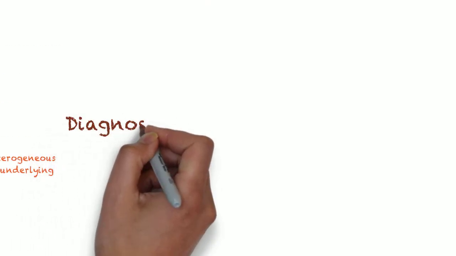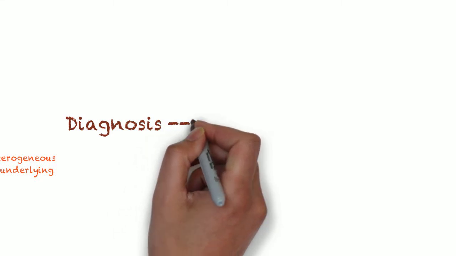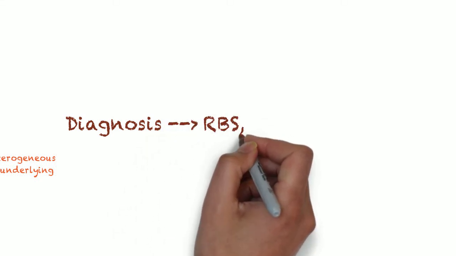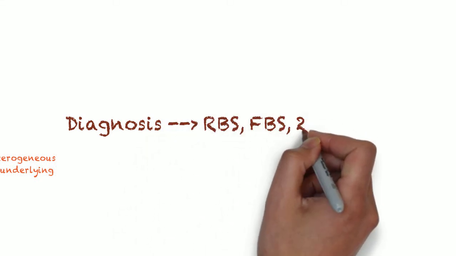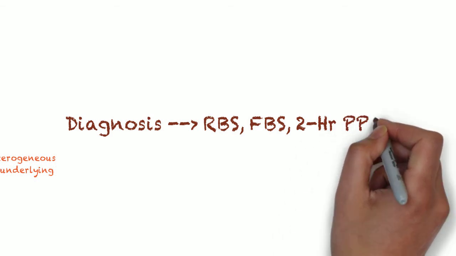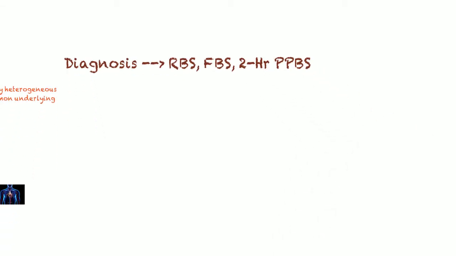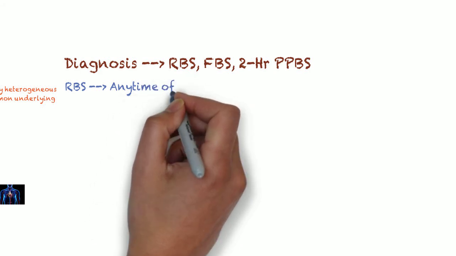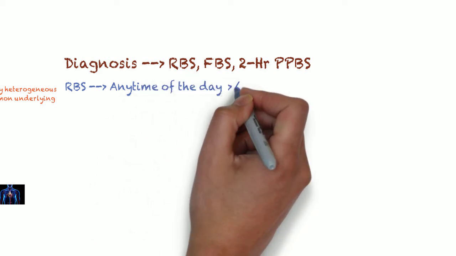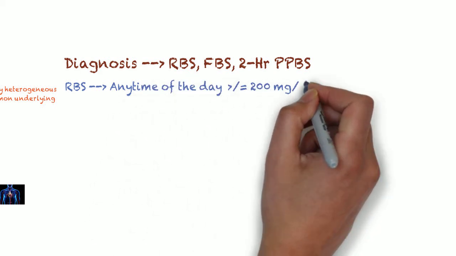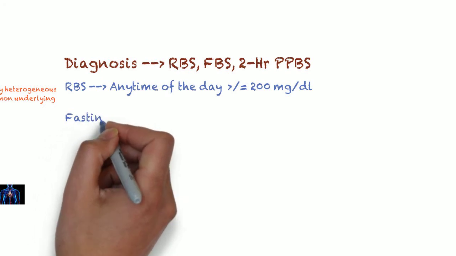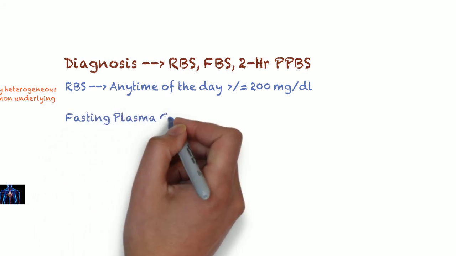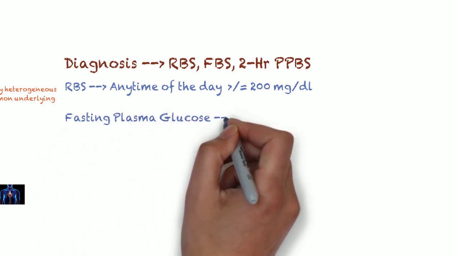The diagnosis of diabetes mellitus can be done by any one of the three methods: the random blood sugar, the fasting blood sugar, or the 2-hour postprandial blood glucose level. The symptoms of diabetes mellitus plus a casual non-fasting plasma glucose or the random blood sugar taken any time of the day, if greater than 200 mg per dl, is diagnostic of diabetes.